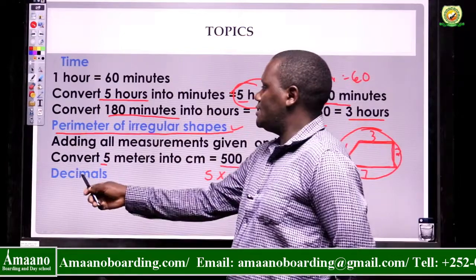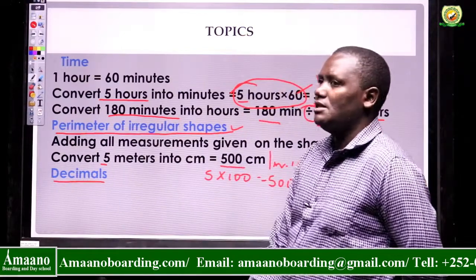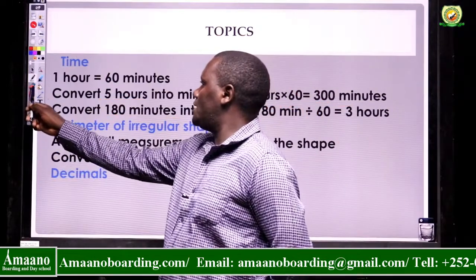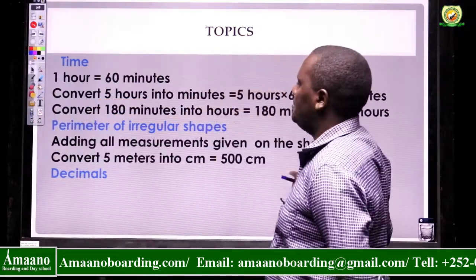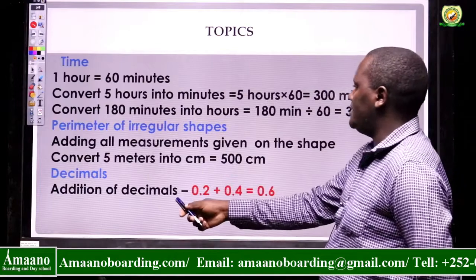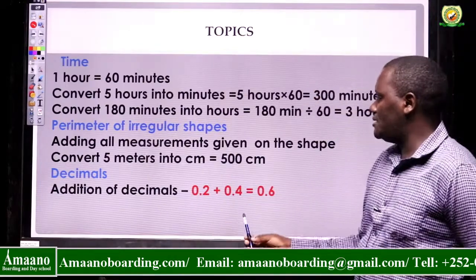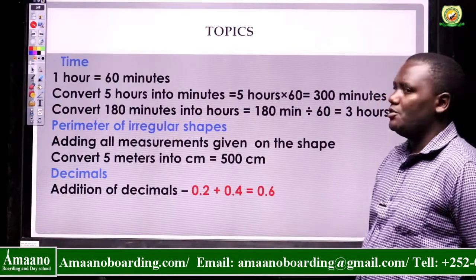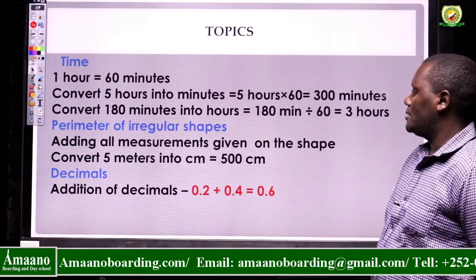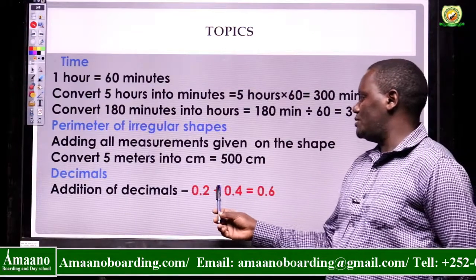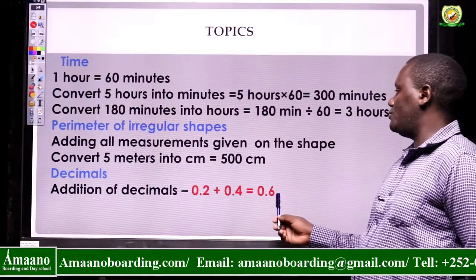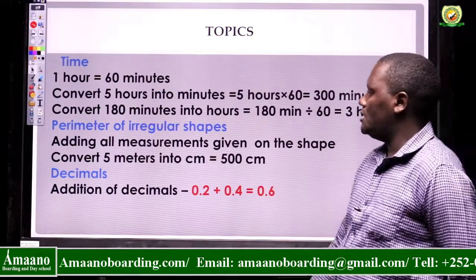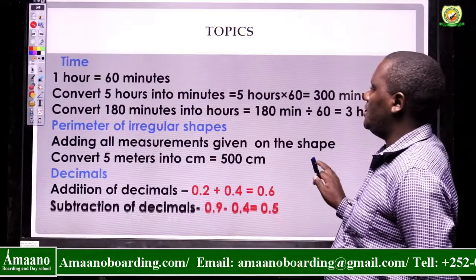Now let's look at another topic, on decimals. On the decimals part of it, we shall also look at how we add decimals. For example, we are given 0.2 plus 0.4. Arrange these numbers according to their place values. That is, add according to their place values. These two, 2 plus 4, you find it 6. And 0 plus 0, the answer is shown the way it's there.